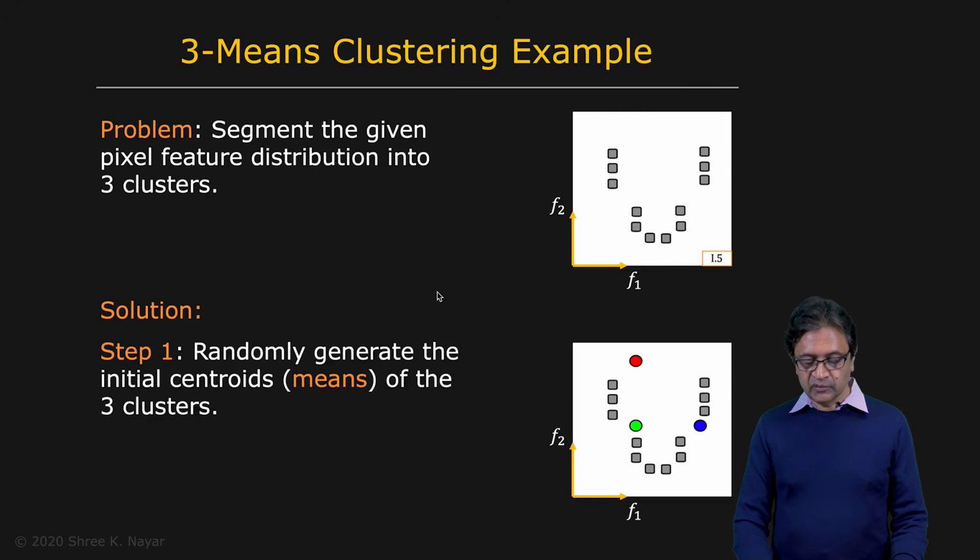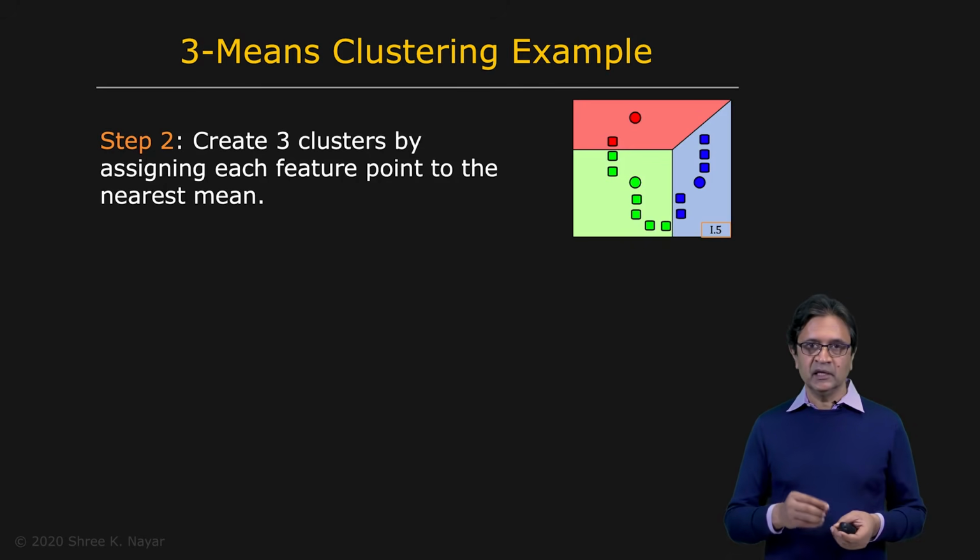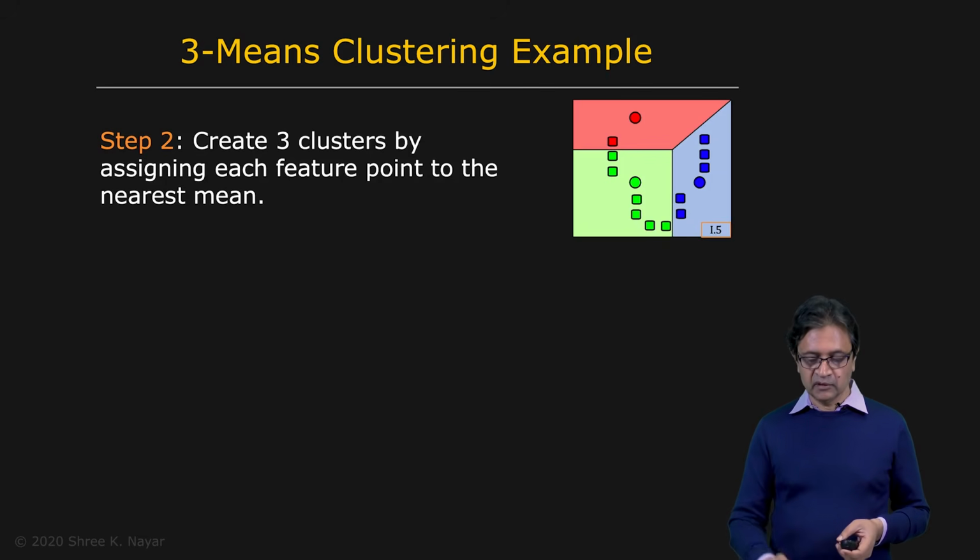So the first thing we do is that we randomly generate 3 means or centroids of the 3 clusters that we're looking for. So these are your initial means, the red dot, the green dot, and the blue dot. And now what we do is we create 3 clusters by assigning each feature point to the nearest mean. So this point ends up being assigned to this mean, all of these end up getting assigned to this mean, and all of these end up getting assigned to this mean right here.